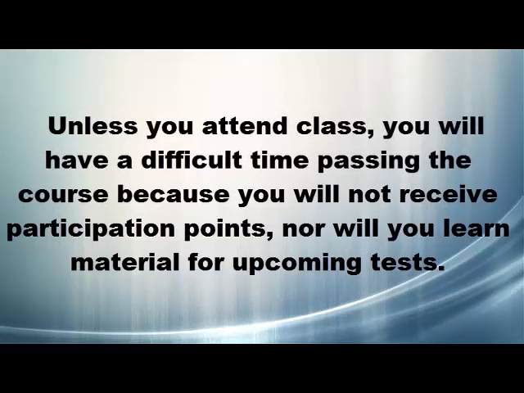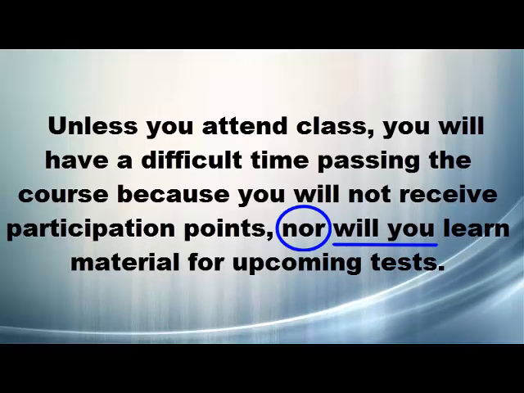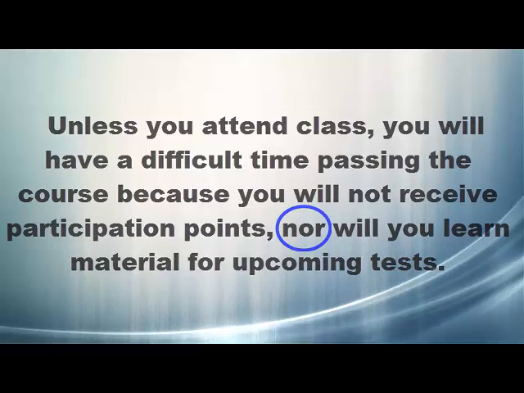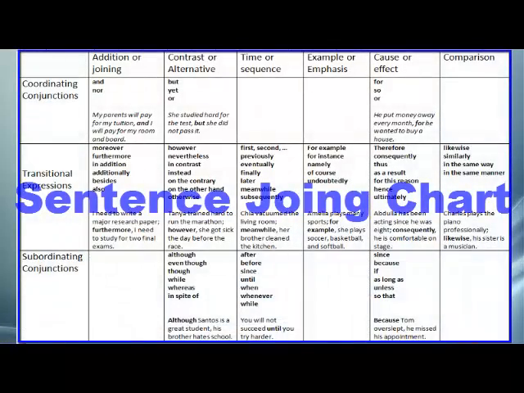Notice that when you use the coordinating conjunction nor to join independent clauses, the helping verb and the subject of the second independent clause reverse order. This only happens with the coordinating conjunction nor. Remember to use your sentence joining chart to help you create compound, complex, and compound complex sentences.